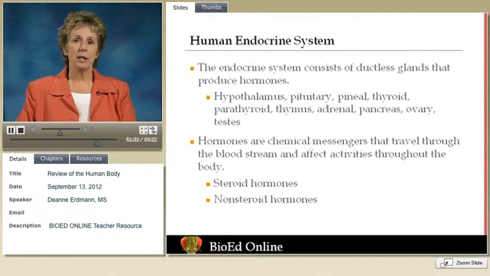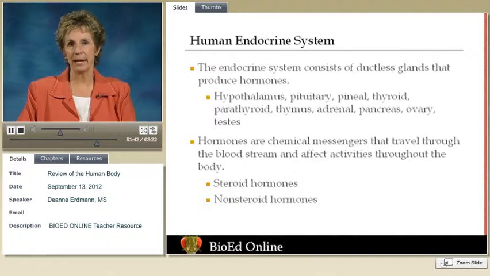As we take a look at the human endocrine system, the endocrine system is a system of ductless glands. Since they don't have a duct or tube that connects them with all of the areas they affect in the body, they have to depend on the circulatory system. The endocrine system produces hormones. These hormones regulate growth, development, behavior, and reproduction, which are just some of the important things that they do.